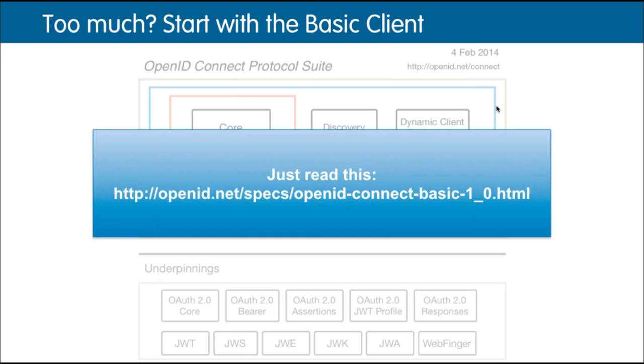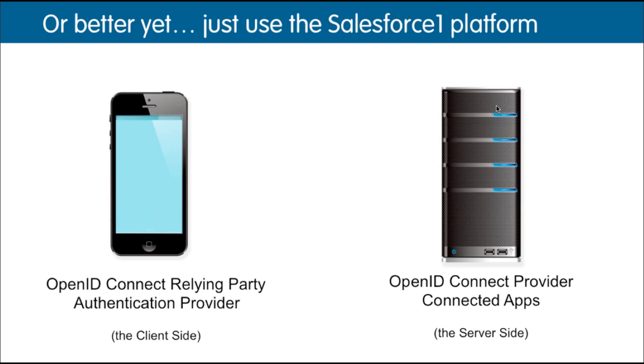But for the vast majority who don't want to do that, we have something even easier for you, which is you can just use what we've built in the Salesforce One platform. We've given you the capability of being both an OpenID Connect relying party and an OpenID Connect provider. We'll talk more about how this gets implemented, but just know that through the services we provide, you can deal with the client side of OpenID Connect, and you can deal with the server side. I think with that, Pat, let's talk a little bit about how this actually gets done.